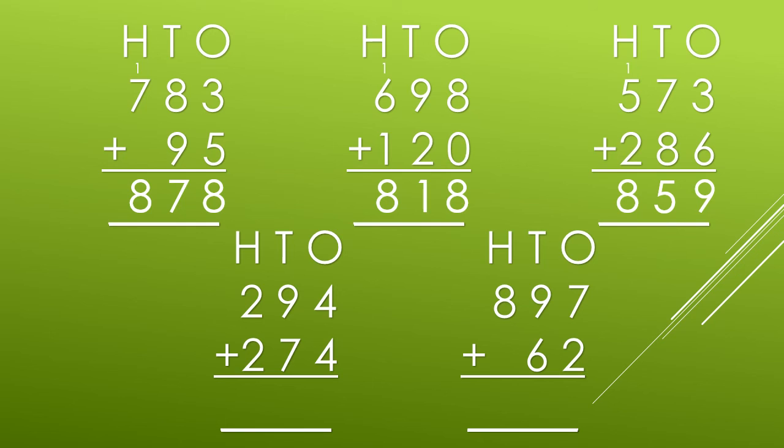In the next example, numbers are 294 and 274. Add the ones first. 4 plus 4 equals 8. Write 8 under ones. Add the tens. 9 plus 7 equals 16. 16 tens means 100 plus 6 tens. Write 6 under tens and carry 100 to hundreds. Now add the hundreds. 1 plus 2 plus 2 equals 5. Write 5 under hundreds. So 294 plus 274 equals 568.